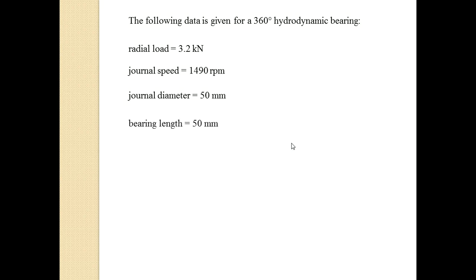We will see another numerical. Now see here, problem statement. The following data is given for a 360-degree hydrodynamic bearing. Radial load is equal to 3.2 kilonewton. Journal speed is equal to 1490 rpm. Journal diameter is equal to 50 mm. Bearing length is equal to 50 mm. Radial clearance is equal to 0.05 mm. Viscosity of lubricant is equal to 25 centipoise.